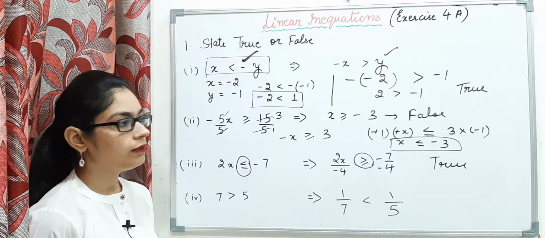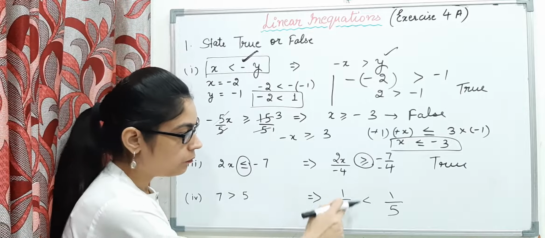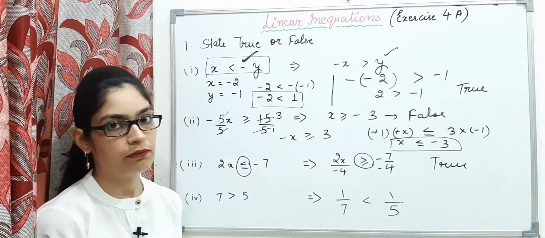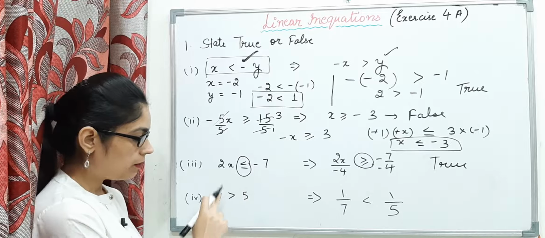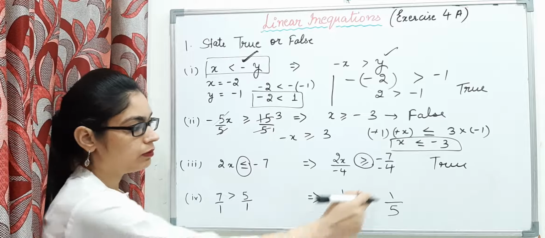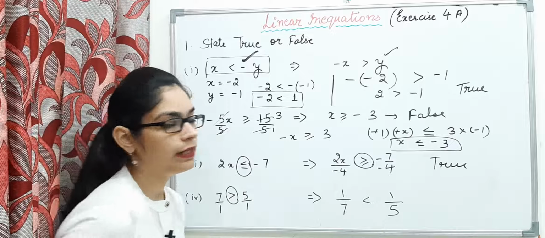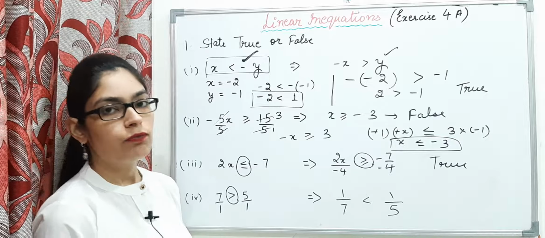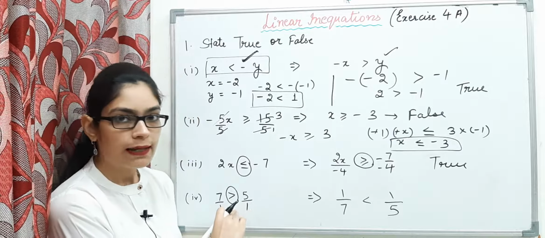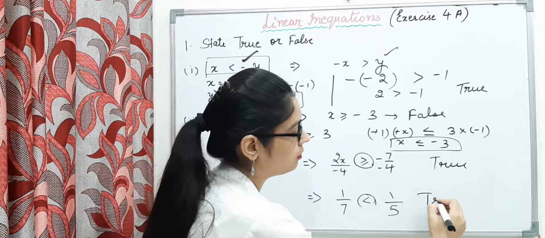In the fourth one it is given, if 7 is greater than 5, then 1 by 7 is less than 1 by 5. So, what have they done? They have taken the reciprocal of both the sides. See, it is 7 by 1, it is 5 by 1. So, what have they done? 1 by 7, 1 by 5, and the sign of the inequality, it was greater than, here it changed to less than. So, that is what we have learnt. If we take the reciprocal of both the sides, then again the sign of the inequality will change. So, they have changed the sign, which means this is true.